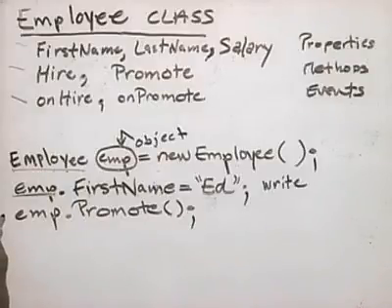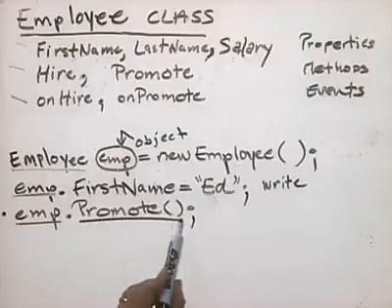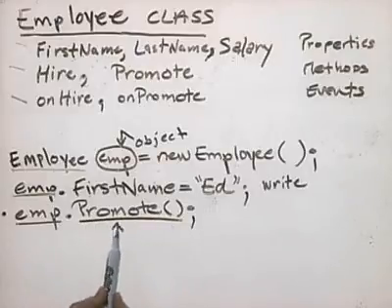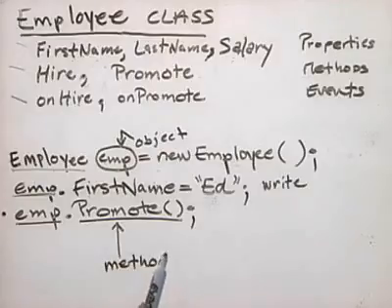The last line of code is just a simple example of how to call a method. Once again, I have an employee object called EMP. I use the dot notation and then the method name and signature. So this is a call to a method called promote. When you call a method, it executes the code that's inside the method itself.